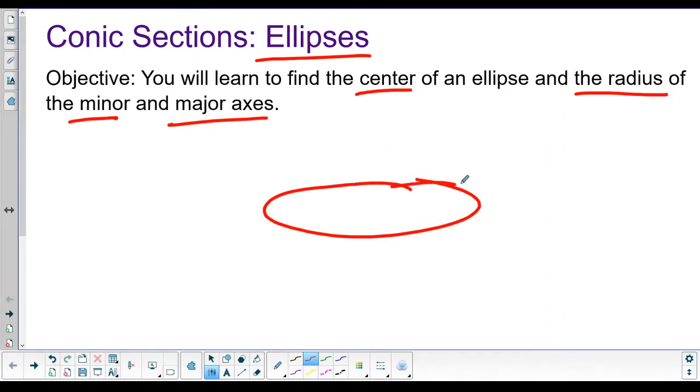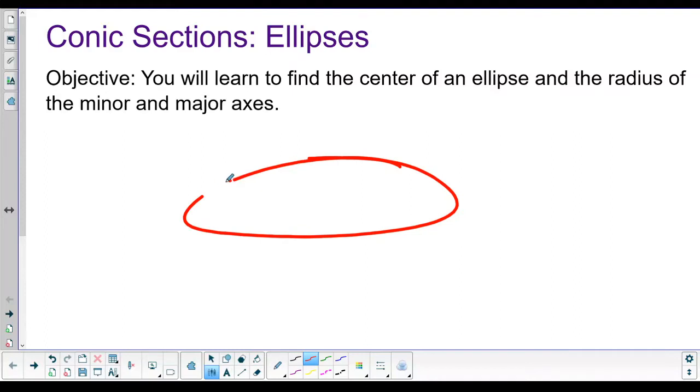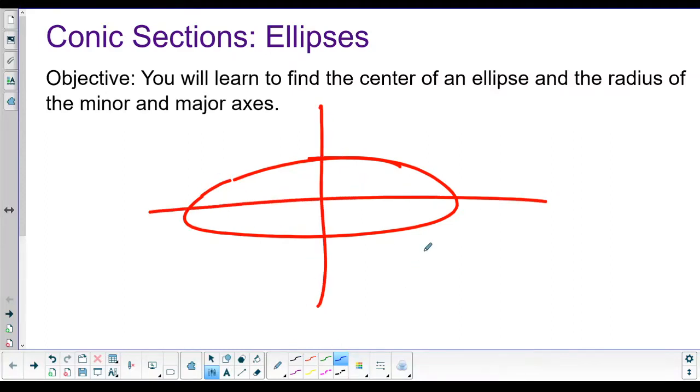So you're going to find... Never mind, I already don't like this oval. Oh well. Okay, so you're going to be able to find... Yeah, that's a little better. A little flat, though.